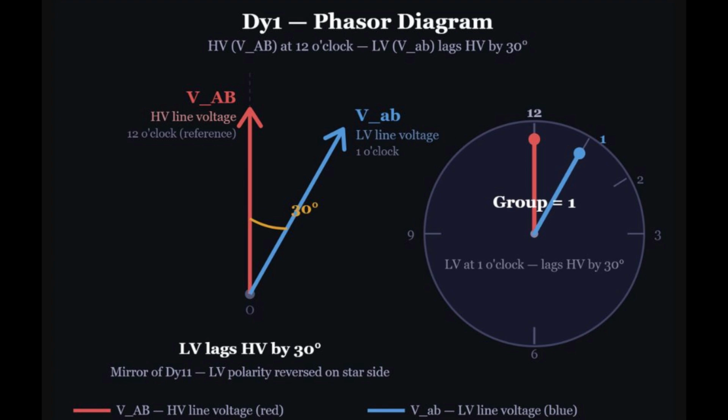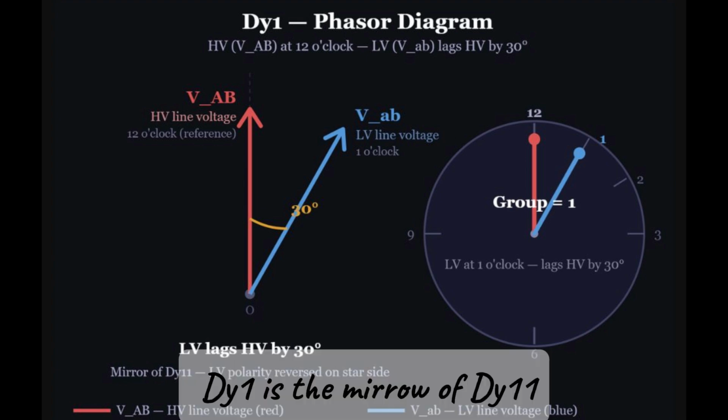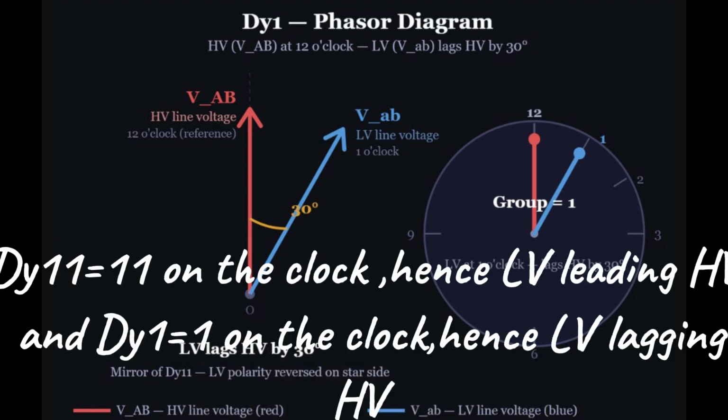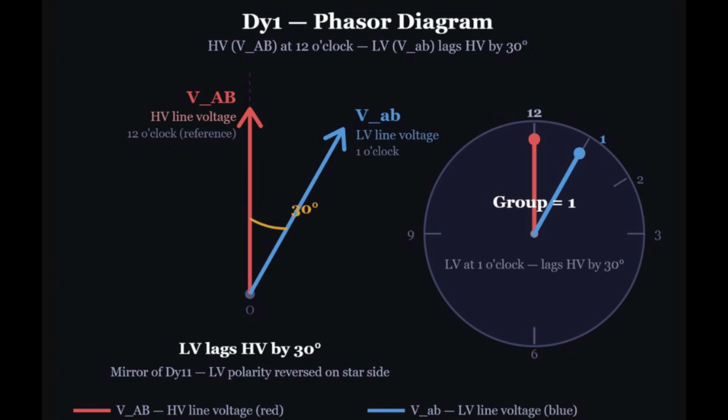Hence, the low voltage lags the high voltage. So Dy1 is the mirror of Dy11: the LV polarity is reversed on the star side. In Dy11, the low voltage was at 11 o'clock on the left, leading, so in Dy1, it is at 1 o'clock on the right, lagging. The only thing that changed between these two vector groups was the polarity of the low voltage star winding. In part 1, we learned what the letters and numbers mean.